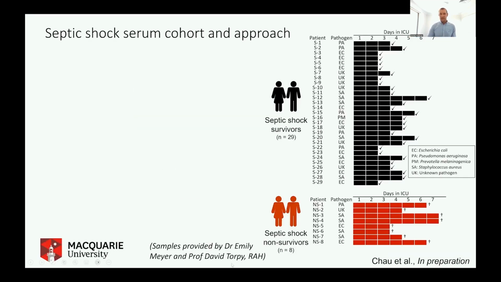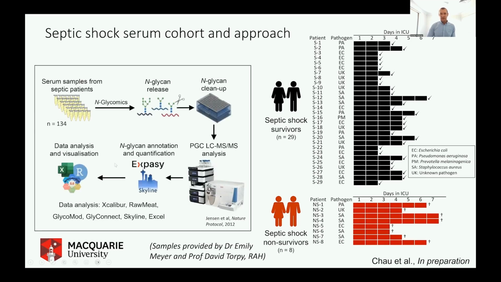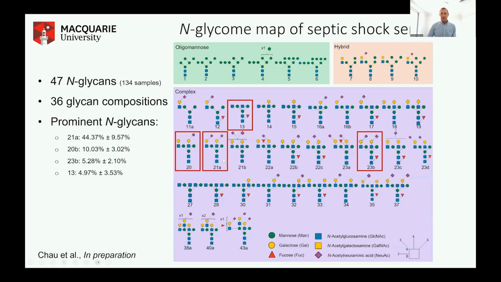So for that purpose, again, we teamed up with Torpy's team here at Royal Adelaide Hospital, got access to quite a number of septic shock survivor and septic shock non-survivor samples that we could follow in the ICU day by day until recovery or death, and then used quantitative glycomics to look at this progression. Again, we can obtain this glycome map from the septic shock serum. Here I'm just highlighting the most abundant, most prominent glycan structures.